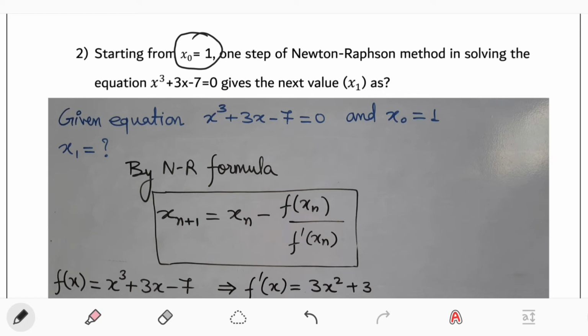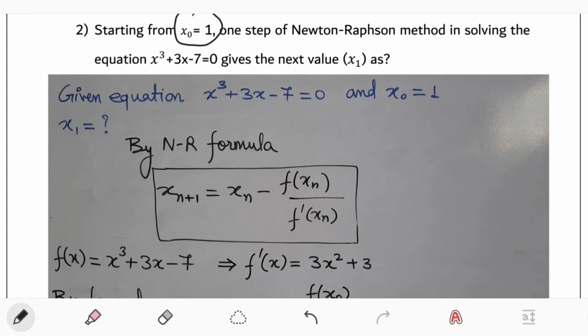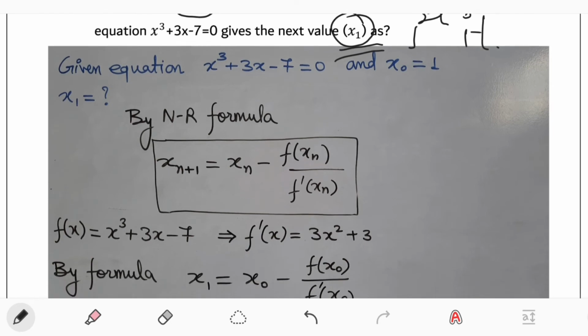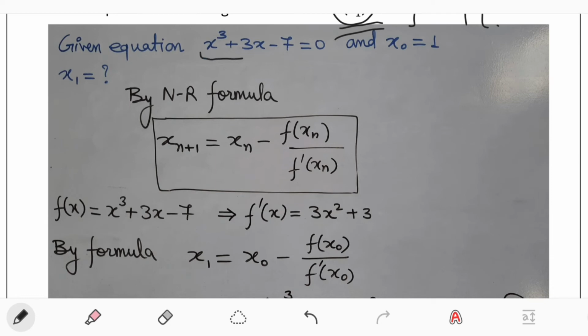One step of Newton-Raphson method is solving the equation x cube plus 3x minus 7 equals 0 gives the next value of x1. We have to find the x1 value, meaning the first iteration value. Okay, so the solution over here I have given for the equation x cube plus 3x minus 7 equals 0. I have considered it as an f of x.